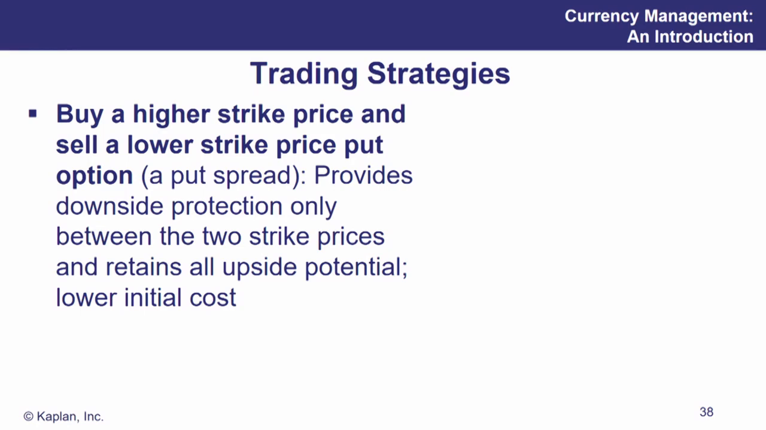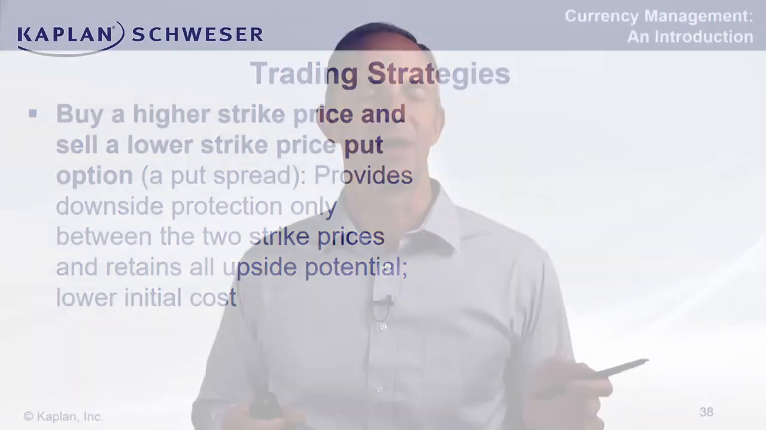Okay, another trading strategy. I buy a higher strike price and sell a lower strike price put option. We call this a put spread. This provides the downside protection only between the two strike prices. It retains all the upside potential. So again, these are still put options. Let's start with the upside potential picture of this. Put options retain all the upside potential.